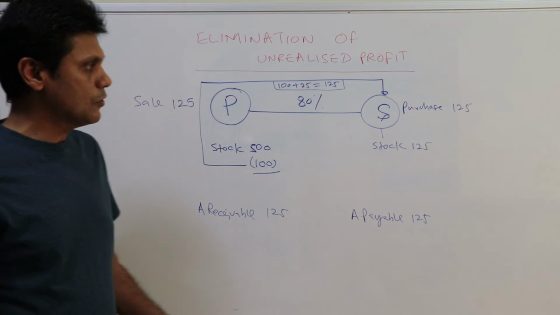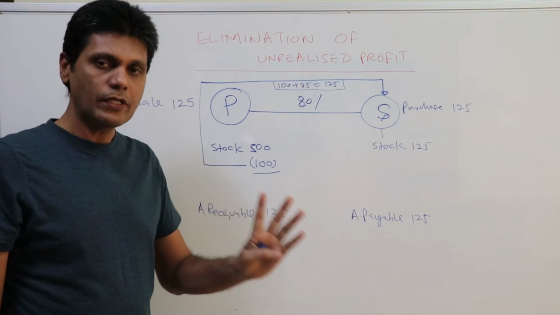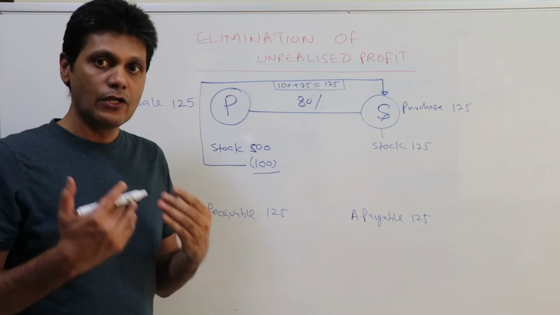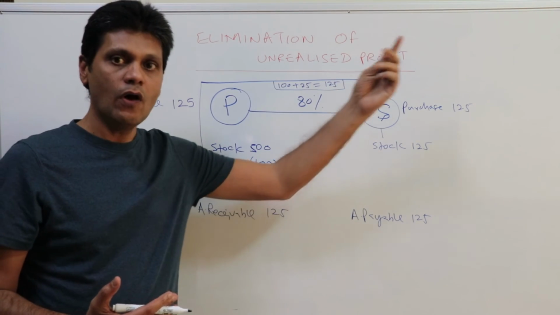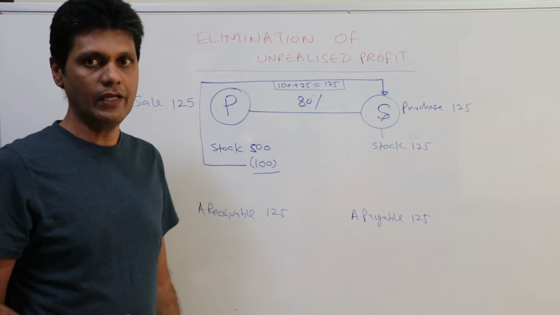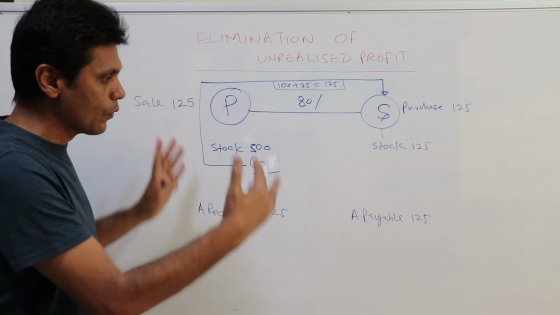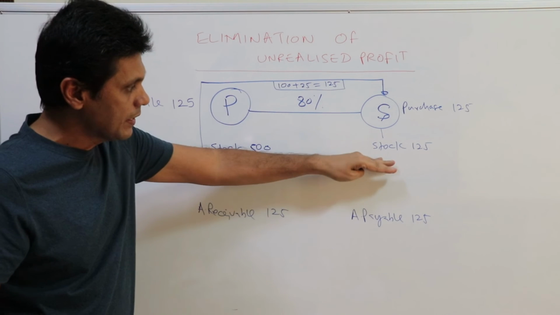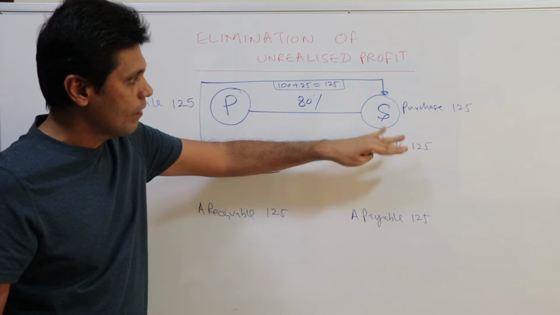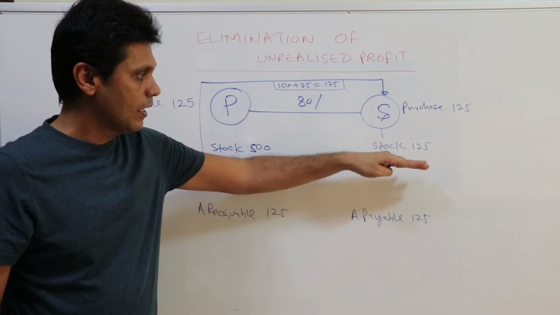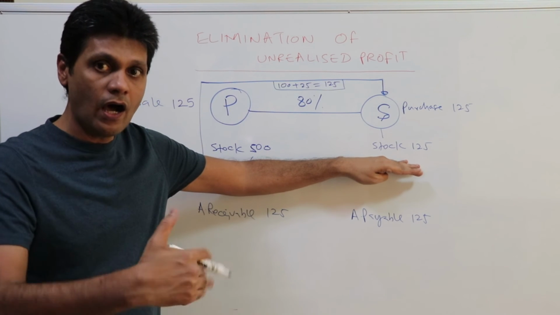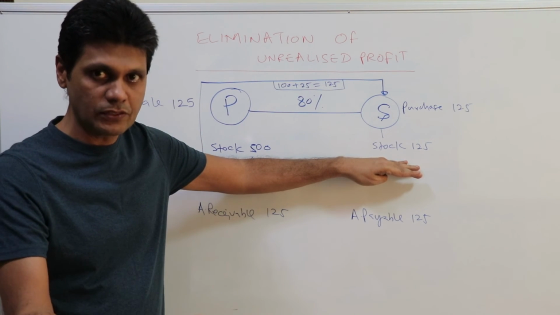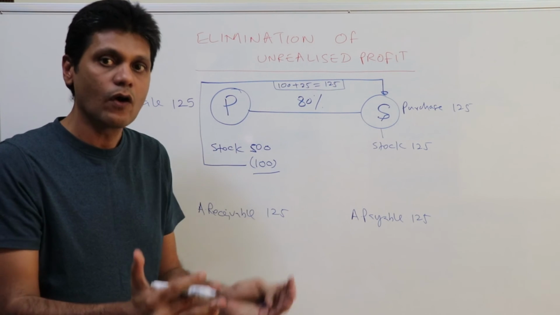Let's assume that by the end of the accounting period, S company has not sold these goods to outside customers. So as far as the group is concerned, the stock is lying in the books of S company. These goods have not been sold to outside customers. Therefore, it's lying within the group.